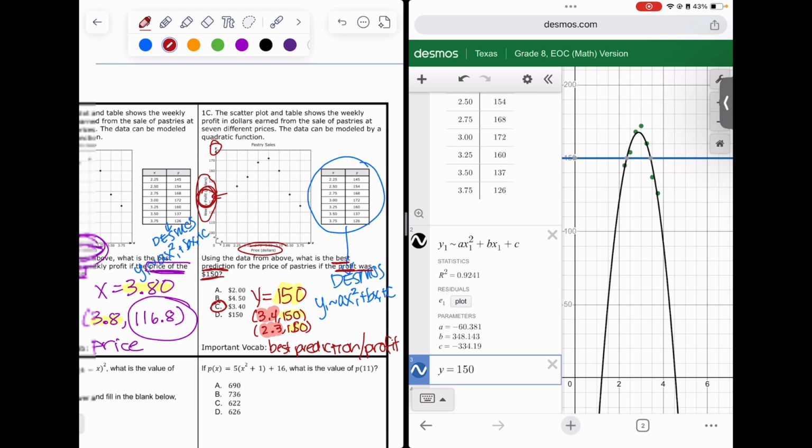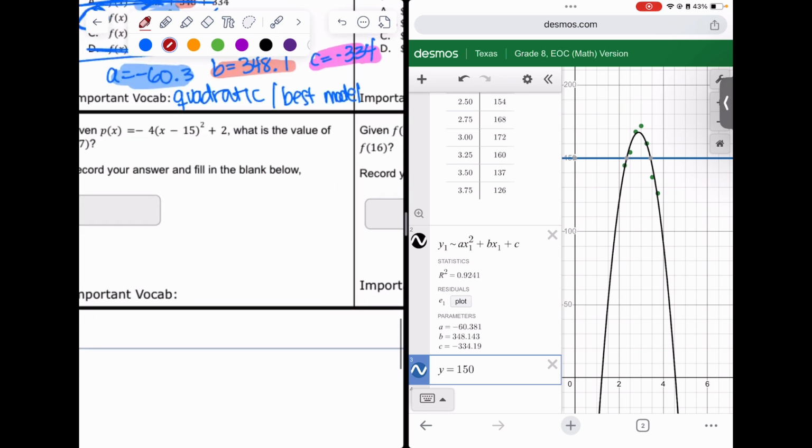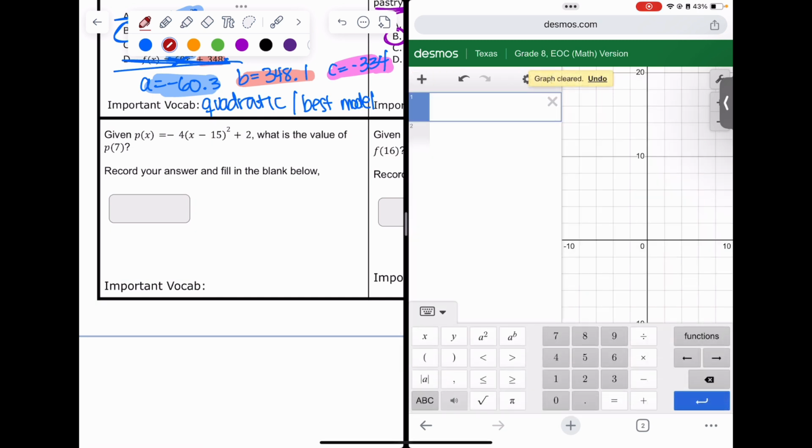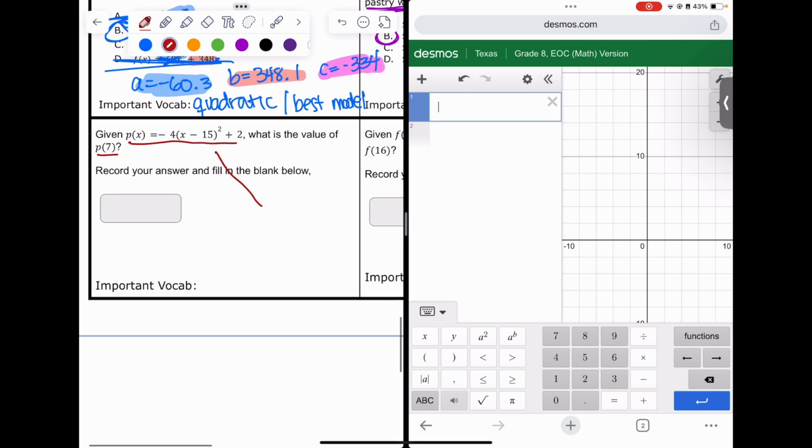Okay? So now I want to look at these last types of questions. These are probably my favorite type because they're super easy. So given P of x equals all of this, what is the value of P of 7? What we're going to do is type both of these in Desmos. And also, we don't have a super important word. It's just this type of question.